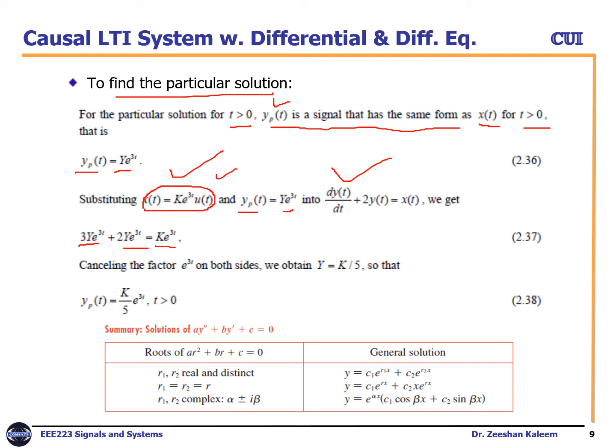This one. And now cancelling the factor e^{3t} on both sides, because when you take the common factor, there is e^{3t} here, here, and here. So just take common and then it will be cancelled out. So we obtain Y = k/5. So we put this value of Y in equation 2.36, in this equation, right? So we can write the particular solution as y_p(t) = (k/5) e^{3t} for the case t greater than 0, right? Now we have the particular solution for this equation.